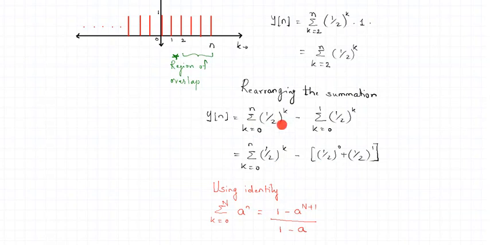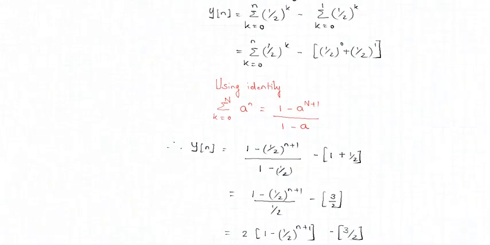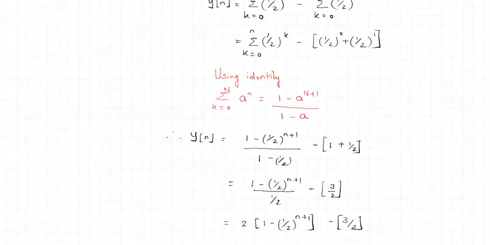The first summation, 0 to n of 1 by 2 raised to k, can be solved using the summation identity. The summation identity for finite summation is given as k equal to 0 to n, a raised to k is 1 minus a raised to n plus 1 upon 1 minus a. So if this identity fits exactly to the summation as shown, using this identity we can represent this particular summation as 1 minus 1 by 2 raised to n plus 1.